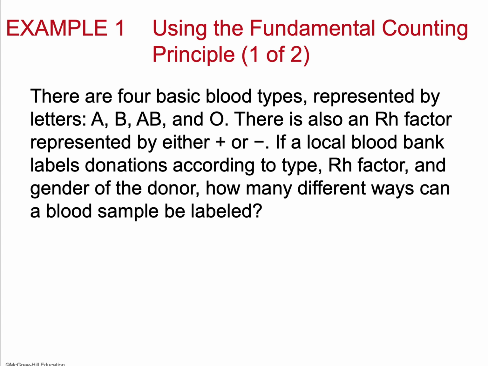So what does it even look like? So let's go back to our blood type example. In the blood type example, there's also a factor that's denoted with a plus or a minus. And if a local blood bank labels those donations according to the plus and minus and gender, how many different ways could a blood sample be labeled?